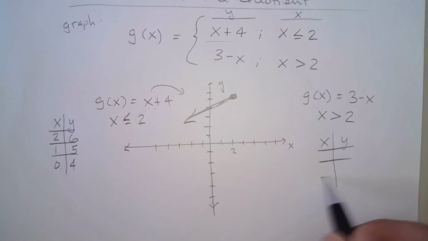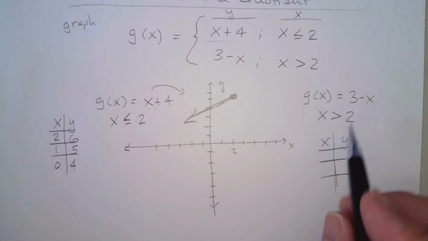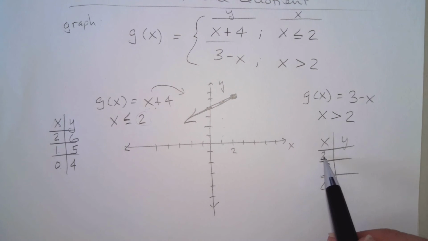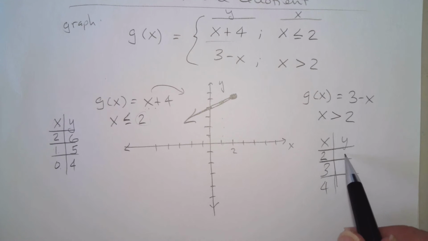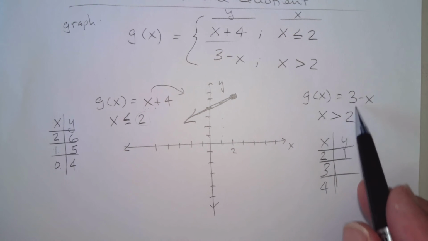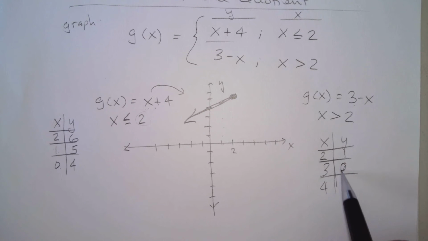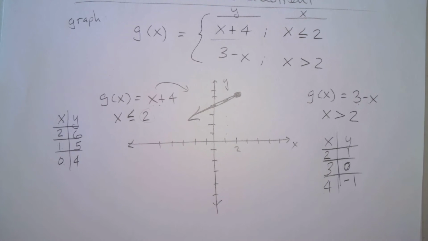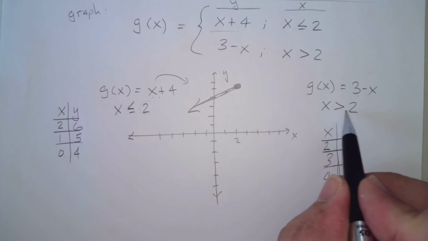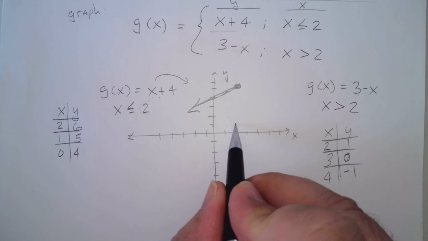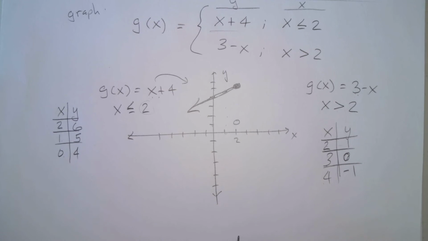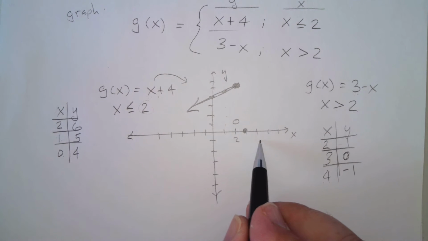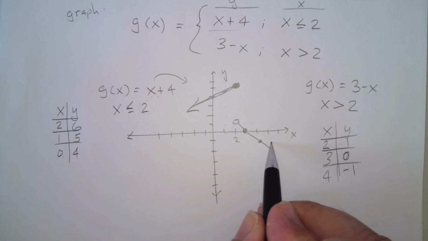Now let's look at the second one. Same thing, make an x and y. This one says x is greater than 2, so I start off at 2, then I go to 3 and 4. 3 minus 2 is 1. 3 minus 3 is 0. X is 4, 3 minus 4, negative 1. But remember, we can't use 2, so we have to have an open circle here. So at 2, 1, we have an open circle. At 3, 0, we have a dot. And at 4, negative 1, we have a dot. So the graph here goes right there forever.